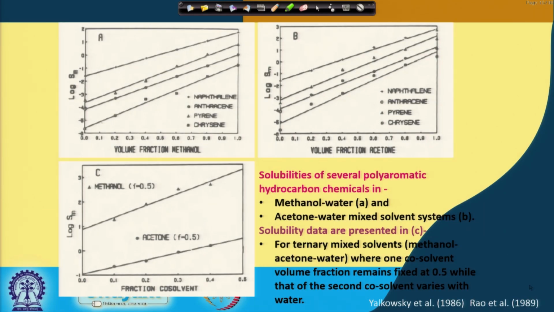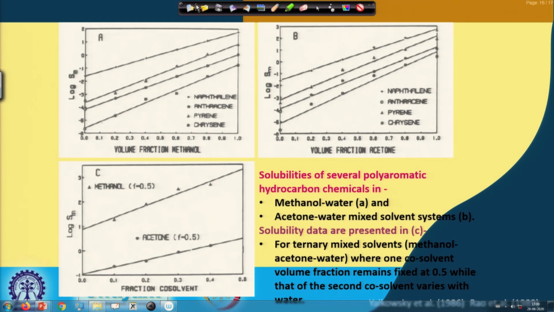Now, we can see the solubility of several polyaromatic hydrocarbons, PAHs, in methanol water. So, this is the methanol water binary mixture, this is the acetone water binary mixture, and the third one is the ternary mixture of solvents, that is methanol, acetone and water, where one co-solvent volume fraction remains fixed at 0.5, while that of the second co-solvent varies with water. So, in the third figure you can see there are two co-solvents with water, methanol and acetone. One co-solvent volume fraction remains fixed at 0.5, while the second co-solvent varies with the water.